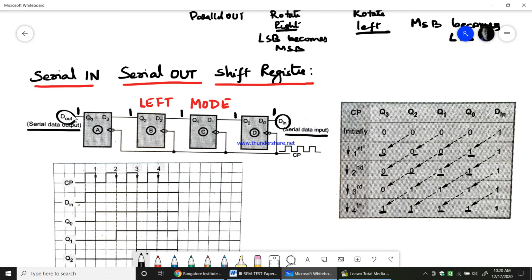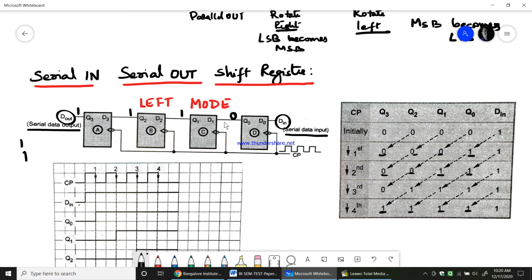Now, after giving all the data, I'll stop giving data and just press the clock pulse. When you press the clock pulse, this D out 1 is the first serial out. This will become 0, whereas this 1 gets shifted to Q1, Q1 1 gets shifted to Q2, and Q2 1 gets shifted to D out, and that would be the next bit, 1.